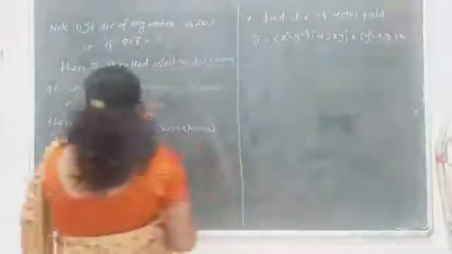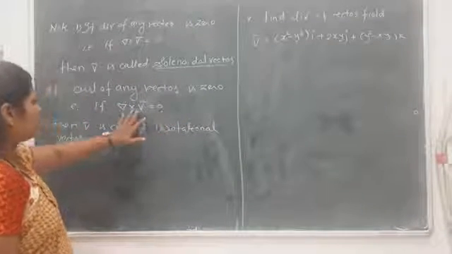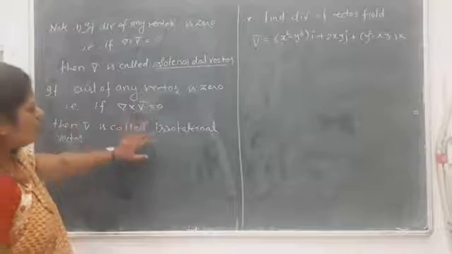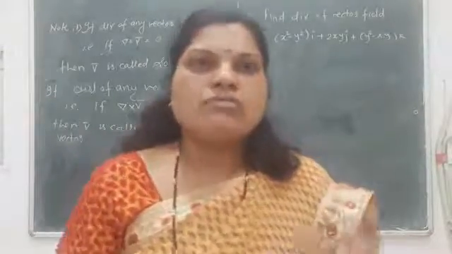Secondly, if the curl of any vector is zero, that is del cross V bar is equal to 0, then it is called an irrotational vector. That term has a physical meaning.